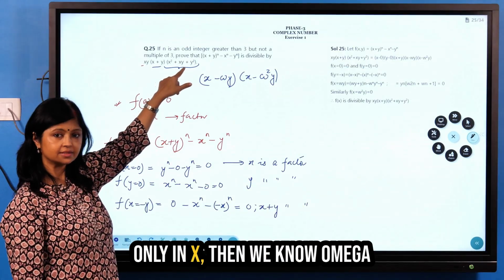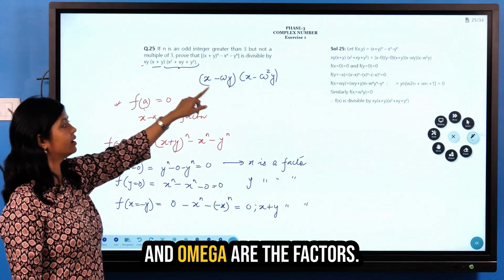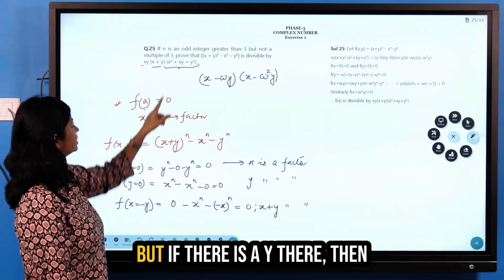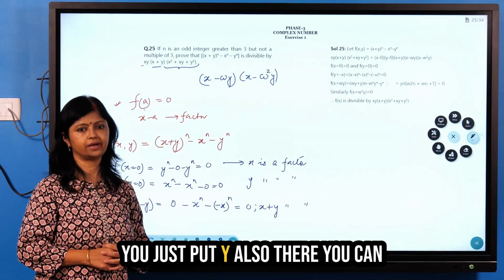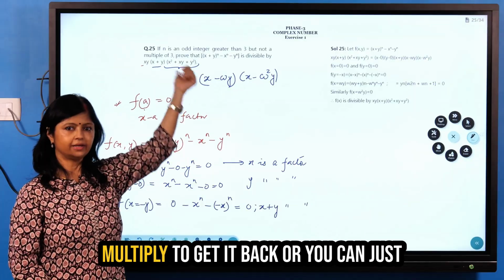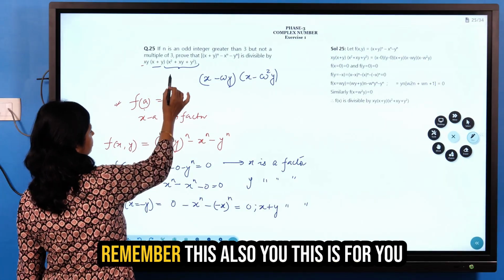Had it been only in x, then we know omega and omega square are the factors. But if there is a y there, then it is nothing but x with omega, you just put y also. You can multiply to get it back, or you can just remember this also.